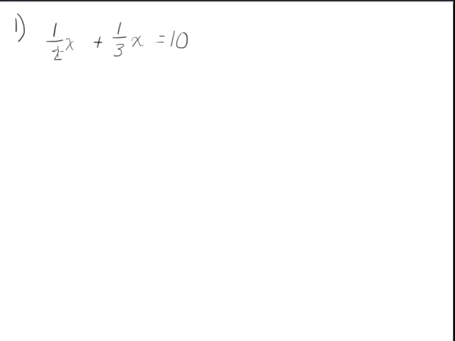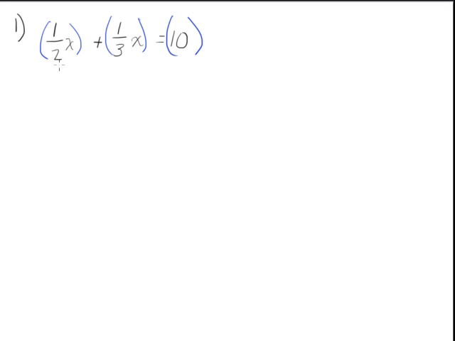Alright, here I have 1/2 x plus 1/2 x equals 10. Now here I'm trying to find out what x is. And I have an equal sign here. So with that equal sign here, I know that I could multiply each term by a number in order to get rid of this denominator.